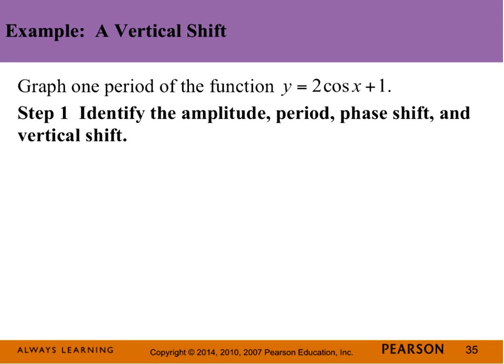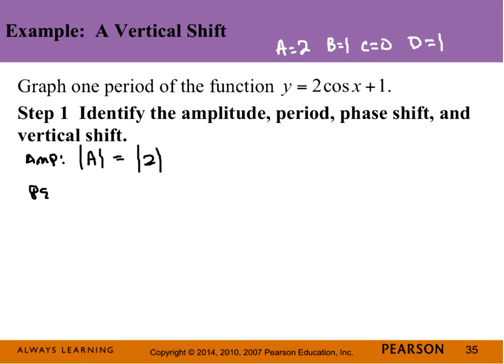Okay, so step one is to identify amplitude, period, phase shift, and now vertical shift. So we have amplitude, the absolute value of A is the absolute value of 2. I always forget to go and identify these first. So A is 2, B is 1, C is 0 because we're not subtracting or adding a value before we take the cosine, and D is 1.